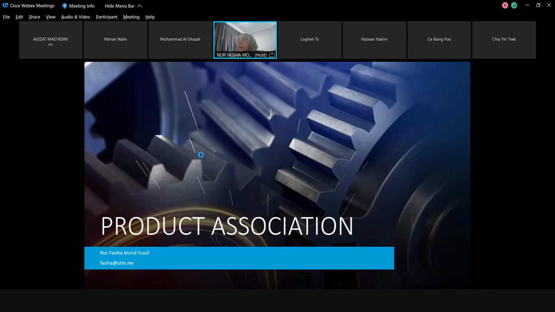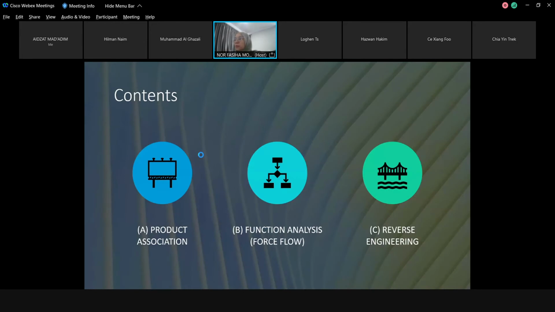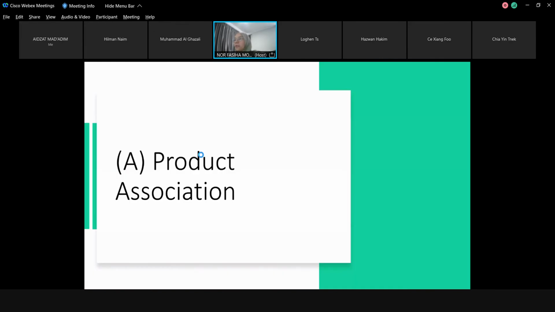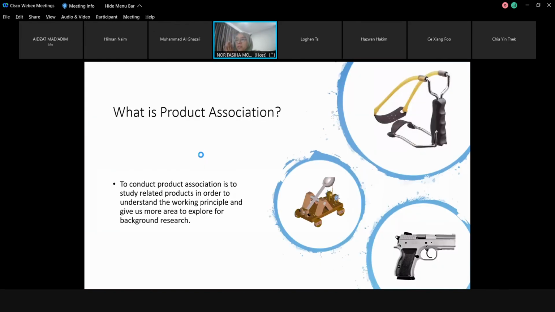Second, product association. This is quite technical. What is product association? These are the contents for product association. To conduct a product association is to study related products in order to understand the working principle for that product and give us more areas to explore for background research.